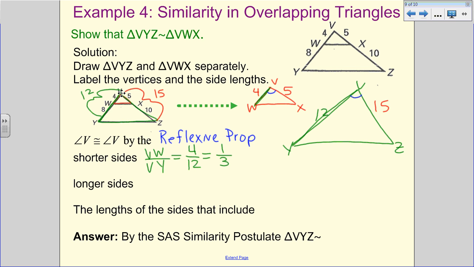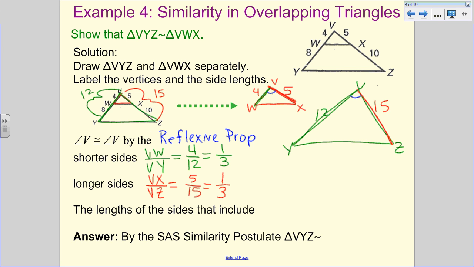I now need to go over to the other side of my triangle and set up the longer sides. So VX, the longer side, and notice they both make up the sides of the marked angle. And that has to be set up in a ratio with VZ. I have 5/15. Each of those can be divided by 5. So 5 divided by 5 is 1. And 15 divided by 5 is 3.